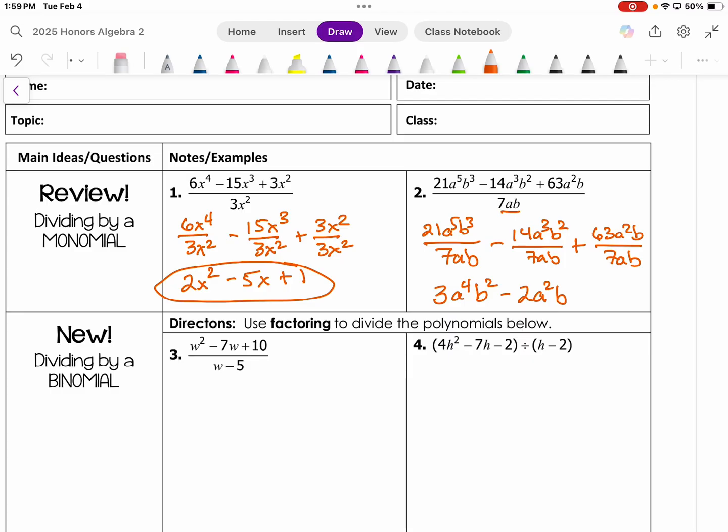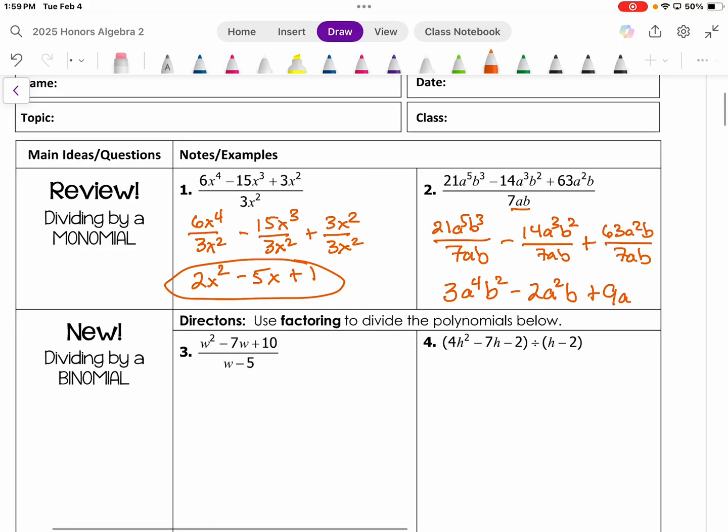And then I come over to this next one, and I have plus 63 divided by 7 is 9. A squared divided by a is just a, and the b's end up canceling out, so there's no b there. And that's my final answer. Remember, I cannot combine those things together because they don't have the same exponents on both letters.